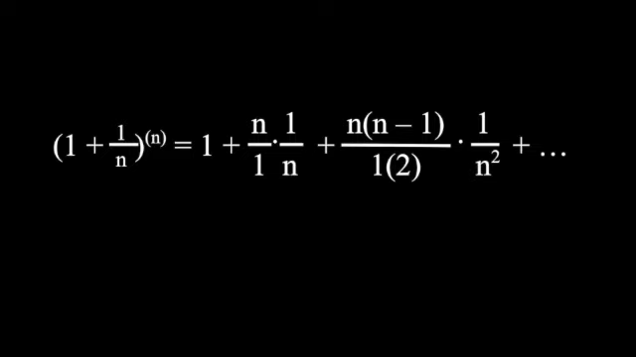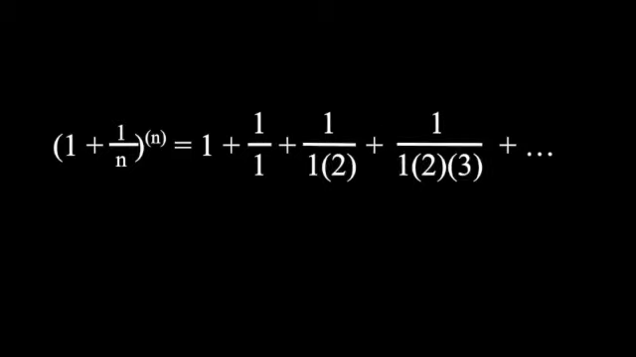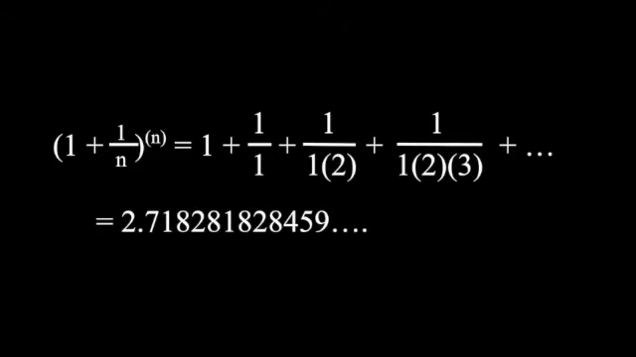And since n is infinitely large, the ratios like n times n minus 1 over n squared go to 1. And we get (1 plus 1 over n) to the n equals 1 plus 1 over 1 plus 1 over 1 times 2 plus 1 over 1 times 2 times 3, and so on forever. And this comes out to be a very famous number, which is just about 2.7182, which is called e, or Euler's number. And Euler's number is the sum of the reciprocal factorial numbers, as you can see here.